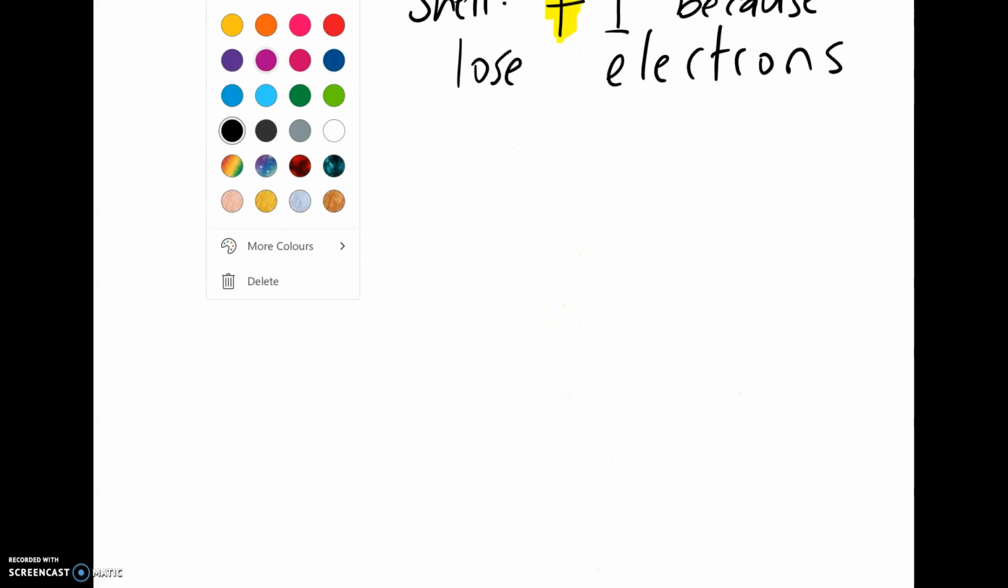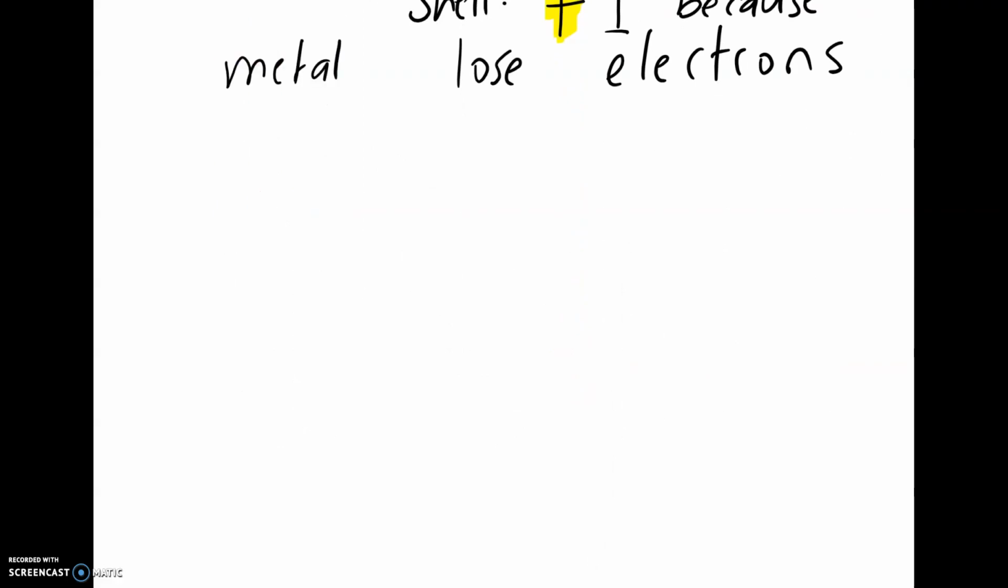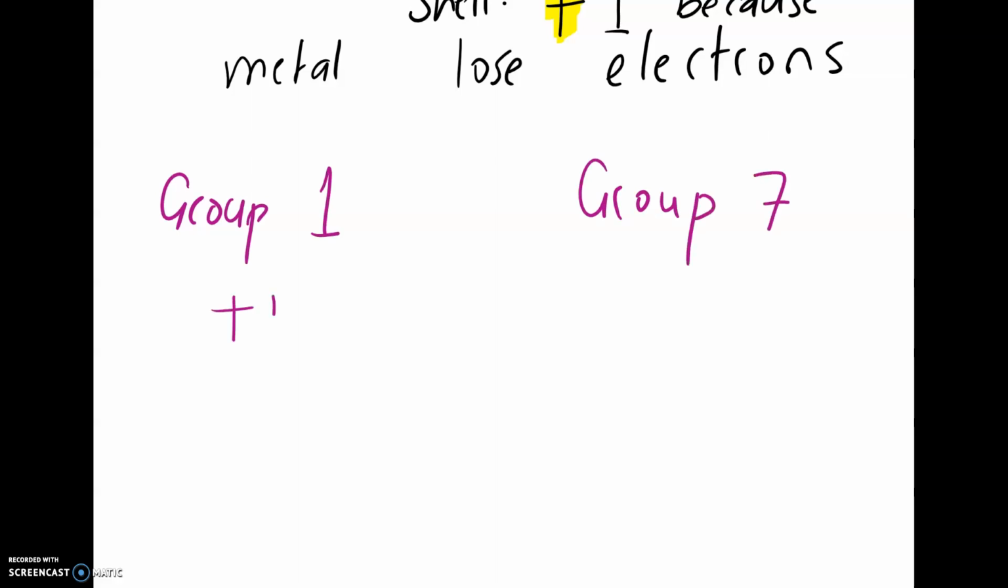So if I was to look at group 1 and group 7, they go in together. Group 1 is plus 1 charge because the element in group 1 will lose 1 electron in the outer shell.